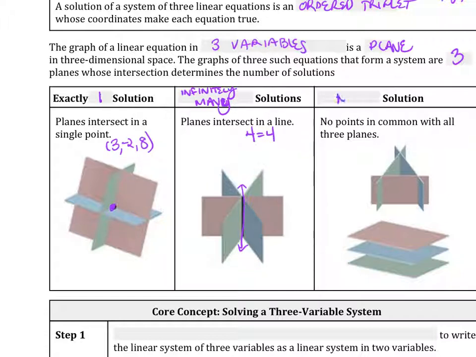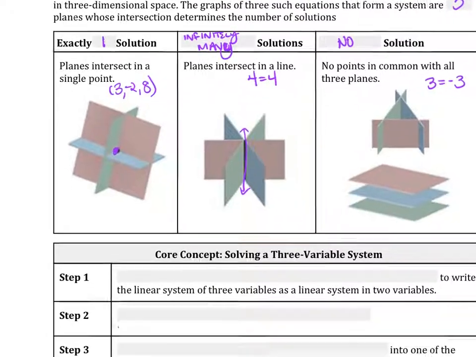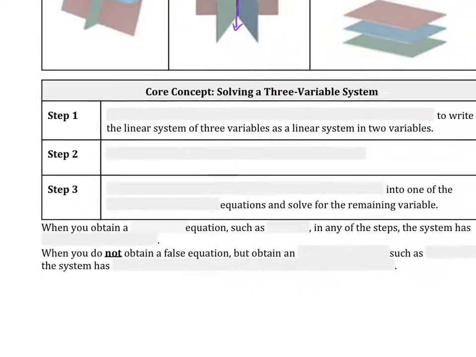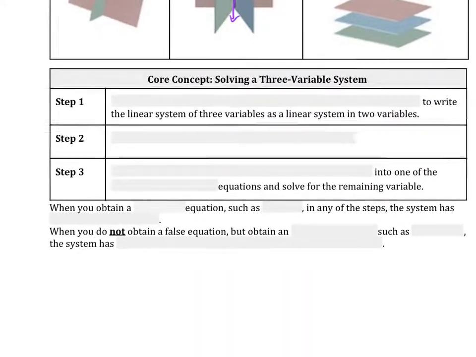For the last one, this is no solutions. There's no points in common with all 3 planes. So notice here, they intersect but not all together, and this is all parallel, and they'll never intersect. If we try to solve for it, we would get something like 3 equals -3, right? That's not true. So let's talk about how to solve a 3-variable system.